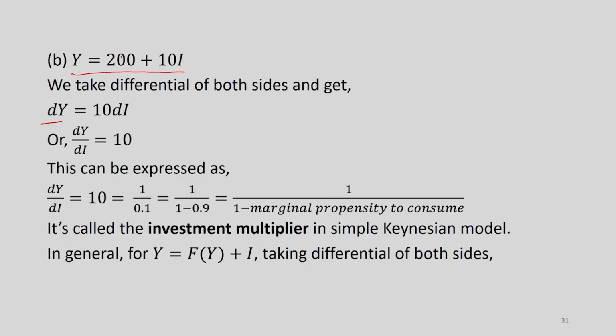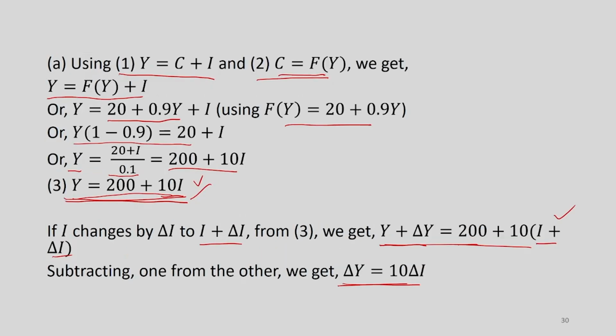The reason is 200 is a constant, so it will drop out. Y and I are the variables, so we take the differentials and we get dy is equal to 10 multiplied by di, and in the next step I simply get dy/di is equal to 10. This can be expressed as follows: dy/di is equal to 10, and that can be written as 1 divided by 0.1, which turns out to be 1 divided by 1 minus the marginal propensity to consume. 0.9 was the marginal propensity to consume, remember.